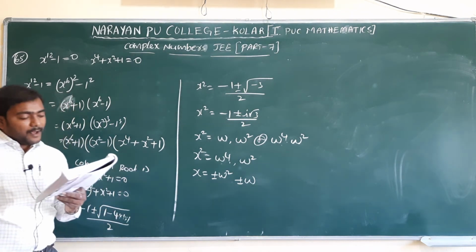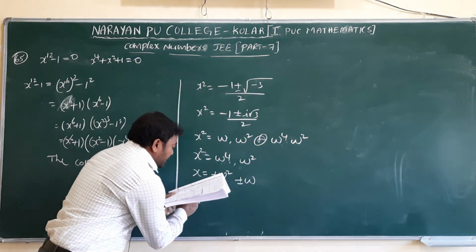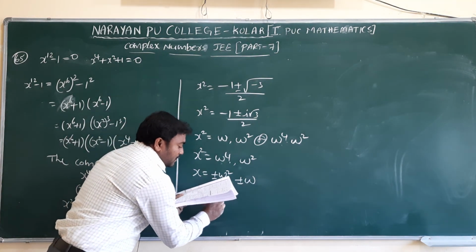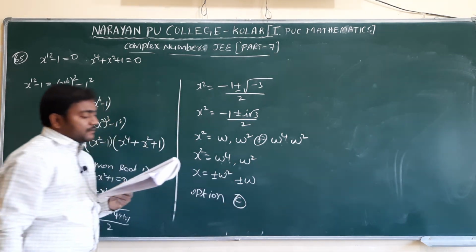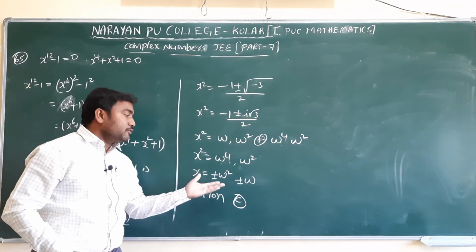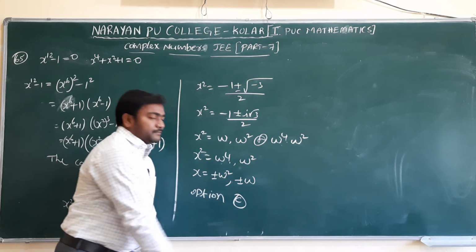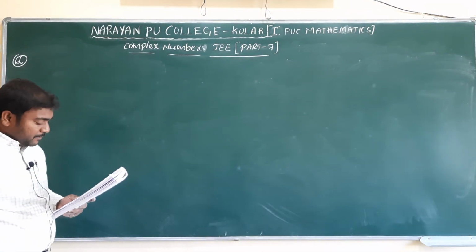But here the option should be, option C is the correct option. Check it: plus or minus omega, plus or minus omega square.